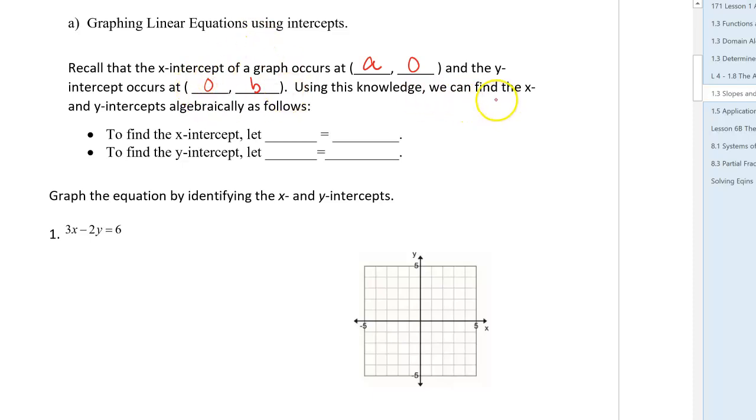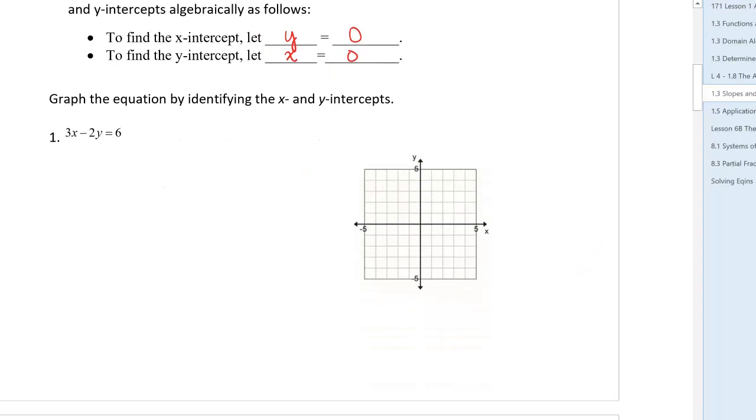Using this knowledge, we can find the x and y-intercepts algebraically as follows. To find the x-intercept, we're going to let y equal 0. And to find the y-intercept, we're going to let x equal 0. So let's look at this example. We're asked to graph the equation by identifying the x and y-intercepts.